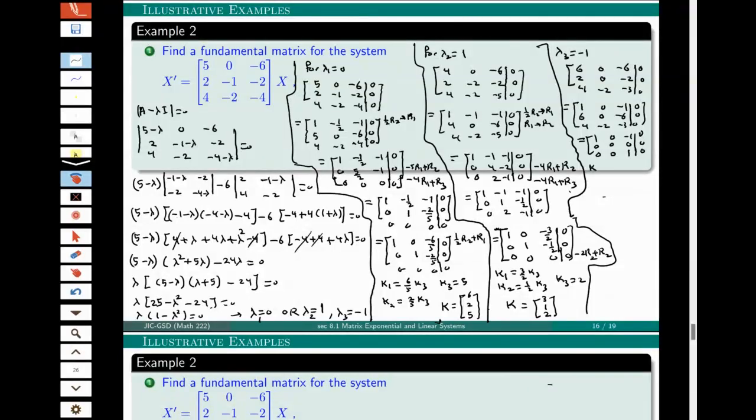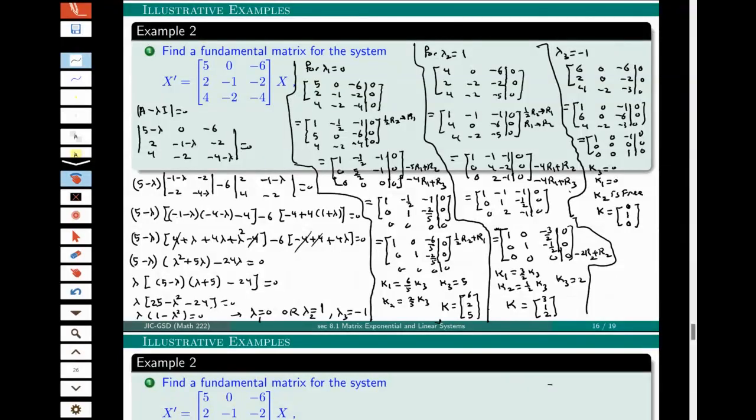So this means we have K3 is 0, which means K1 will be 0, and K2 is a 3. So our eigenvector will be K1 0, K3 0, K2 is 1. That's the eigenvector.